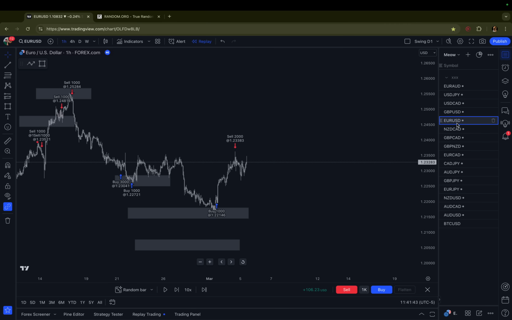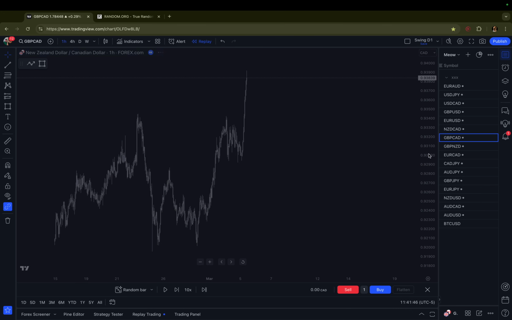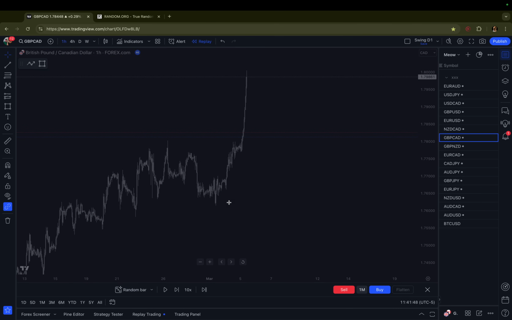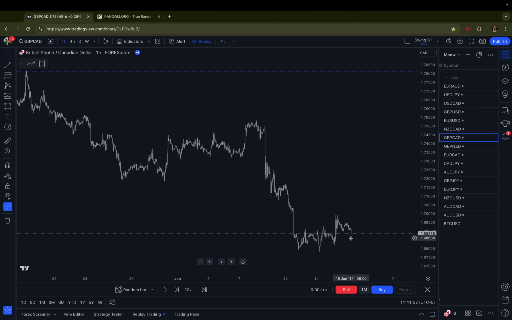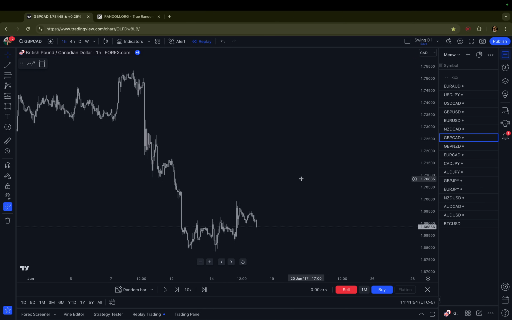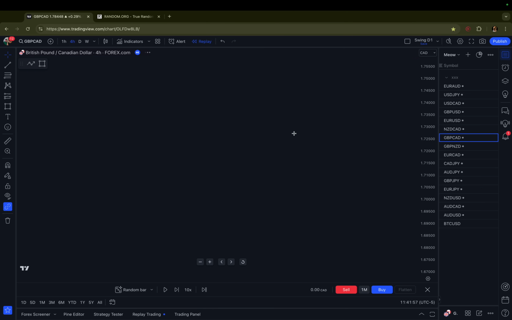So on 1 to 10, we'll pick number 7, so that's 5, 6, 7. This is GBP CAD. We'll click random bar, and this takes us to June of 2017. What we'll do is we'll use the 4-hour chart.